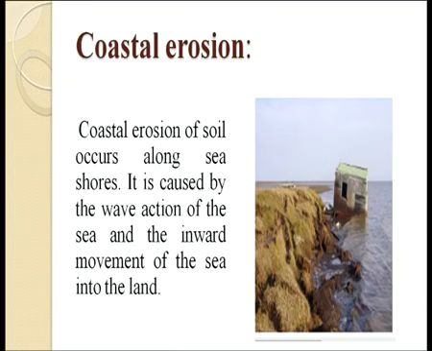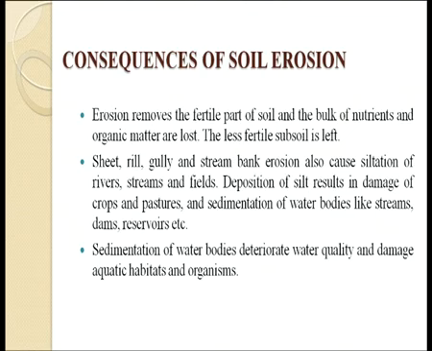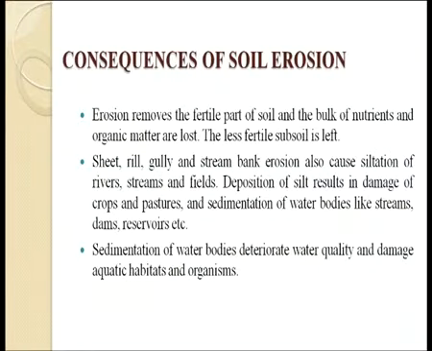Now, consequences of soil erosion. Erosion removes the fertile part of the soil, and the bulk of nutrients and organic matter are lost. Only the less fertile soil substance is left. Sheet, rill and gully erosion also cause siltation of rivers, streams and fields. Deposition of silt results in damage to crops and pasture and sedimentation of water bodies like streams, dams, reservoirs, etc. Sedimentation of water bodies deteriorates water quality and damages aquatic habitat and organisms.